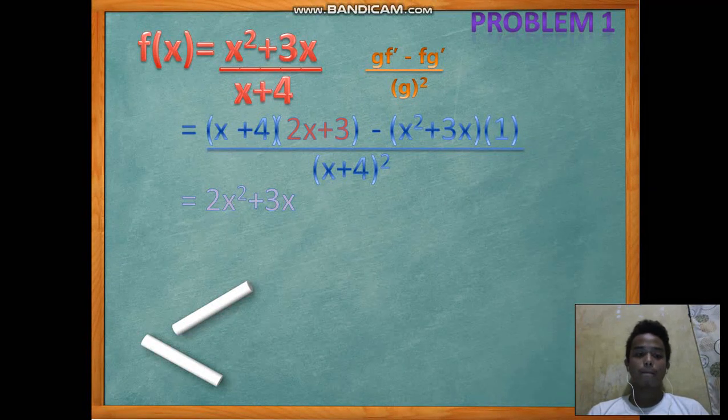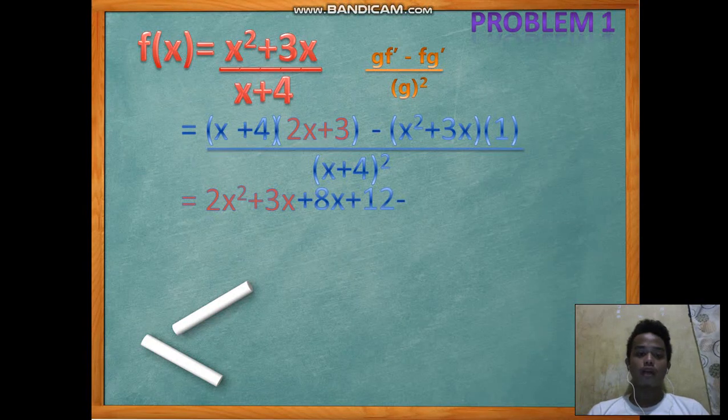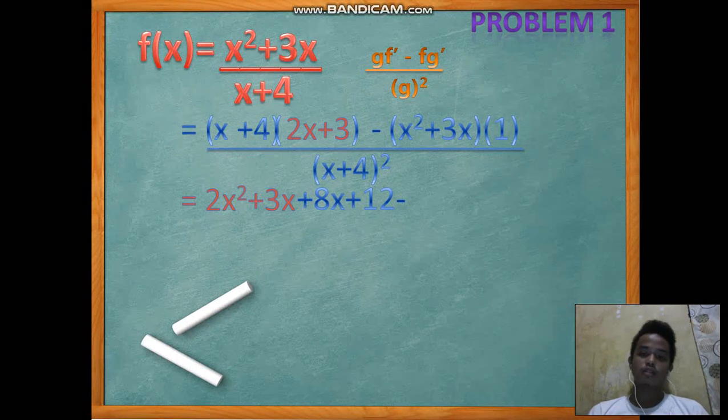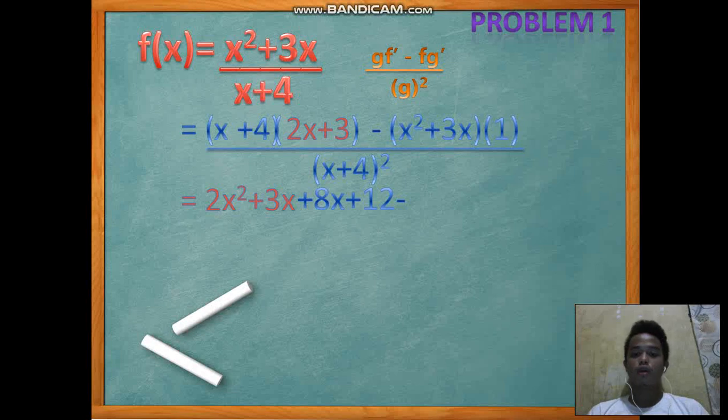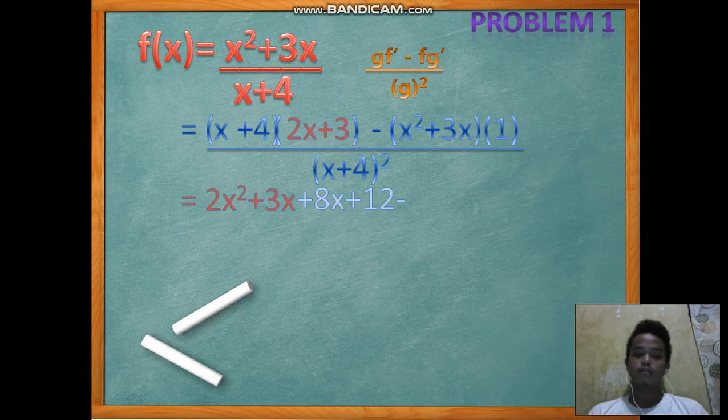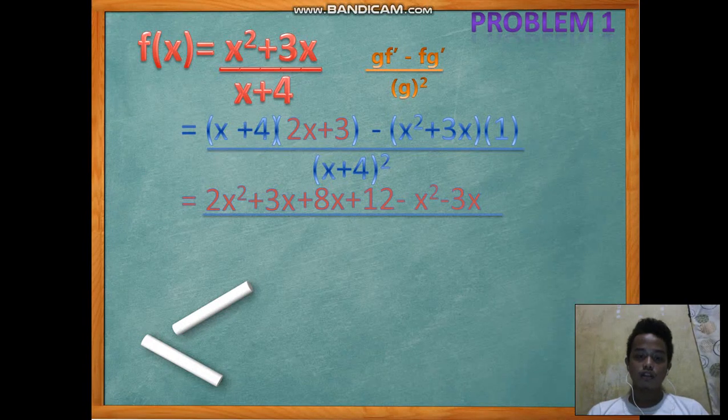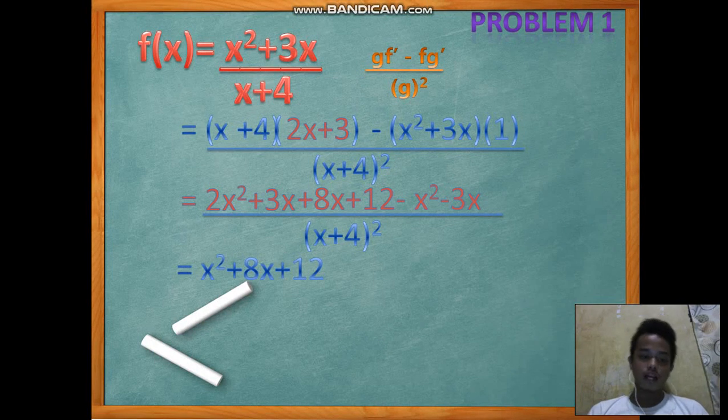Then 4 times 2x is 8x plus 4 times 3 is 12, minus 3x squared plus 3x times 1 will be basically itself, then divided by our g function. Then combine like terms and you arrive at the answer of x squared plus 8x plus 12 divided by your g function.